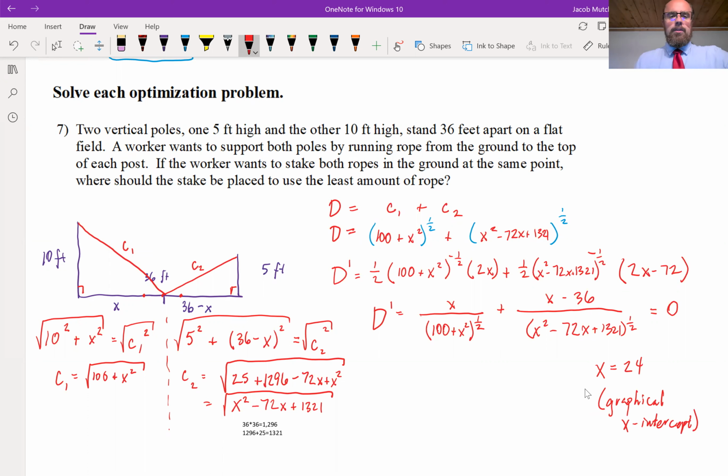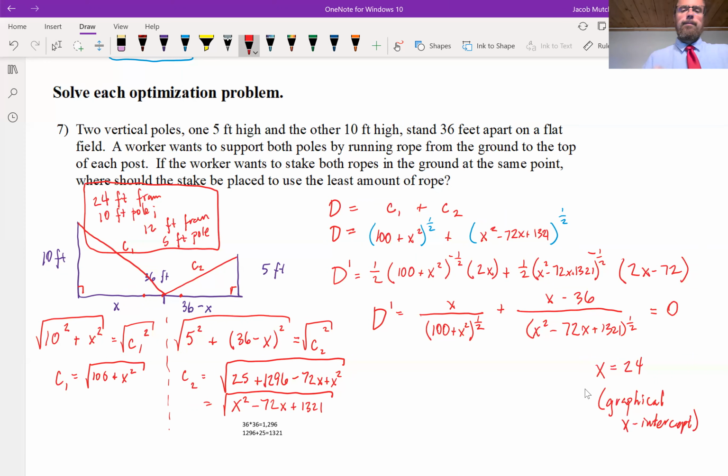So let's just be sure we answer the question, where should the stake be placed to use the least amount of rope? It should be placed 24 feet from the 10-foot pole. And if I look here, 36 minus 24, that's a distance of 12. So it's also going to be 12 feet from the 5-foot pole. And I'll box that. That's our final answer there.